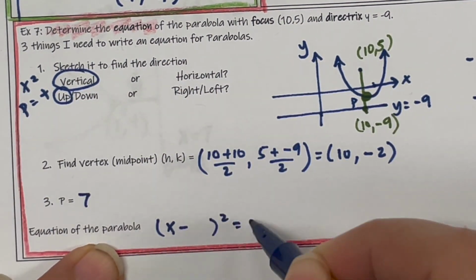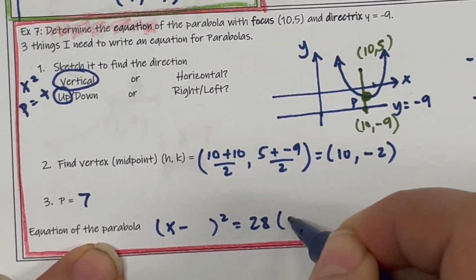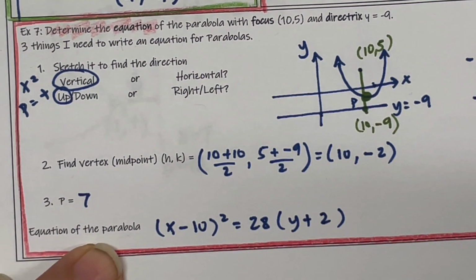Once you have that, you can write the equation. So x minus 10 is squared, equals 4 times P, which is 28, times y minus the vertex, so y plus 2. This is a listening check: color in the y plus 2 part.